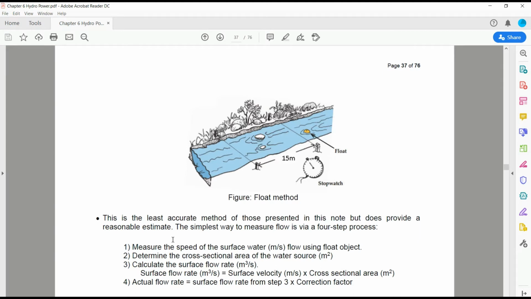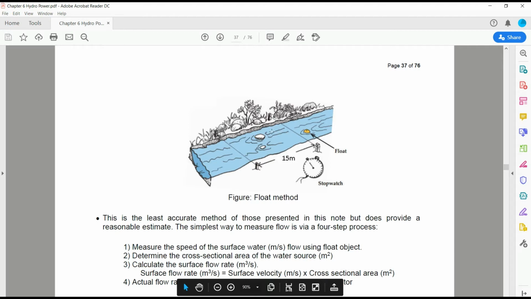The simplest way to measure flow is via a 4-step process. Number 1, measure the speed of the surface water in meters per second using a float object. Number 2, determine the cross-sectional area of the water source in square meters. Then calculate the surface flow rate. So surface flow rate equals surface velocity in meters per second multiplied by the cross-sectional area of the river.